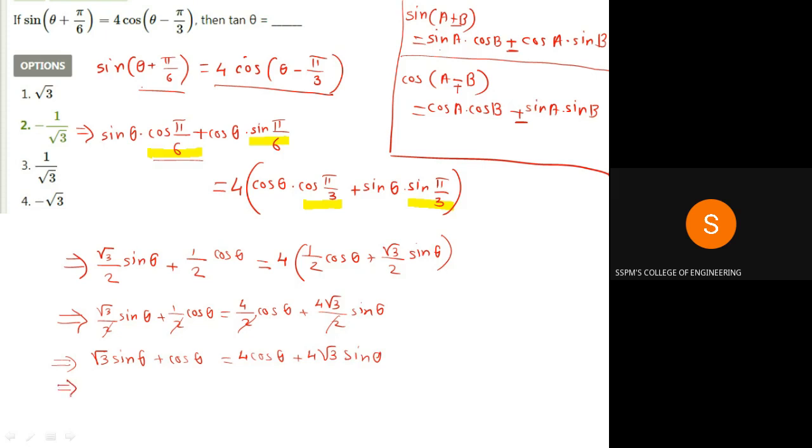Now if you see clearly, you can see sine theta on the left hand side, and also on the right hand side you can see sine theta. Cos theta is also on both sides. So we will take everything on the right side, and on the left hand side there will be 0. This part we write as it is, 4 cos theta. This plus theta goes on the right side like this, minus cos theta.